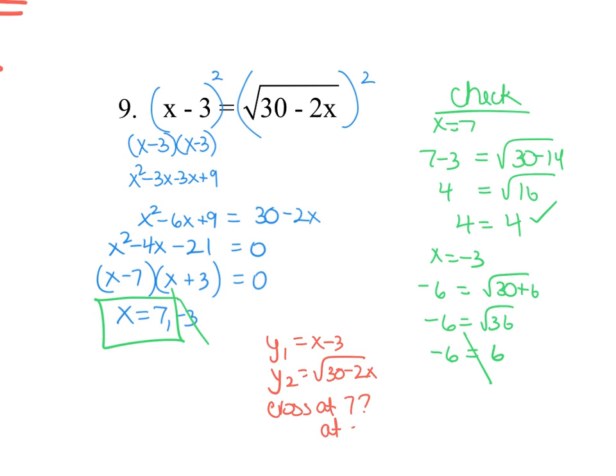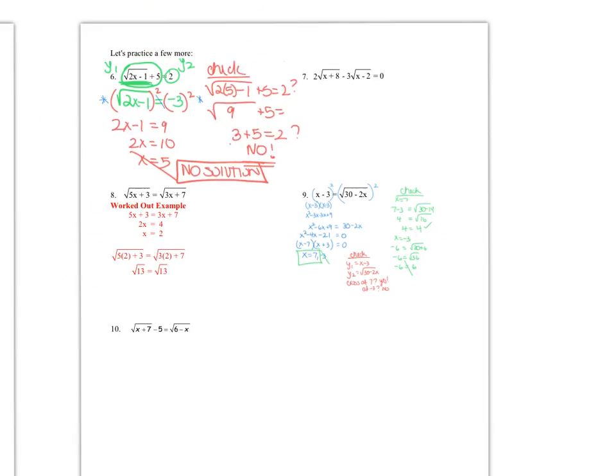Do they cross at -3? Okay, you're only using your graphing utility to check, not to solve, okay? So only to check, not to solve.